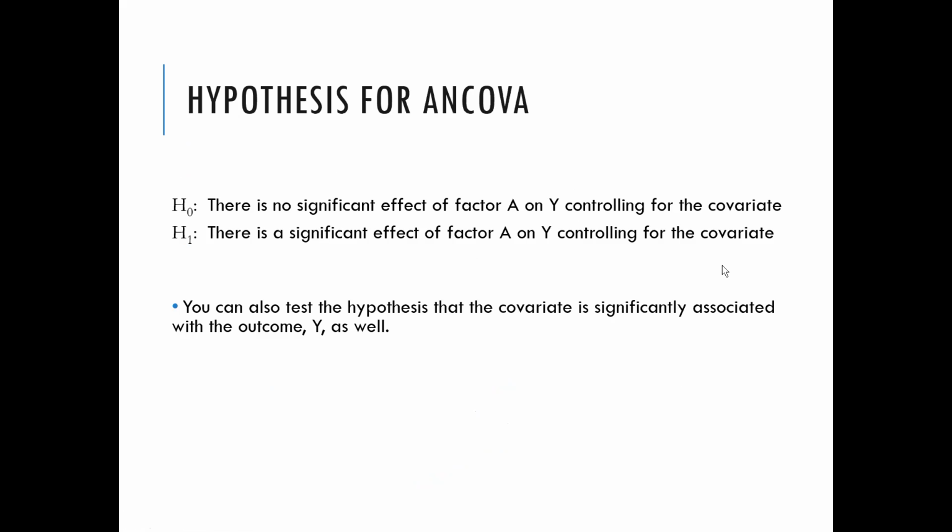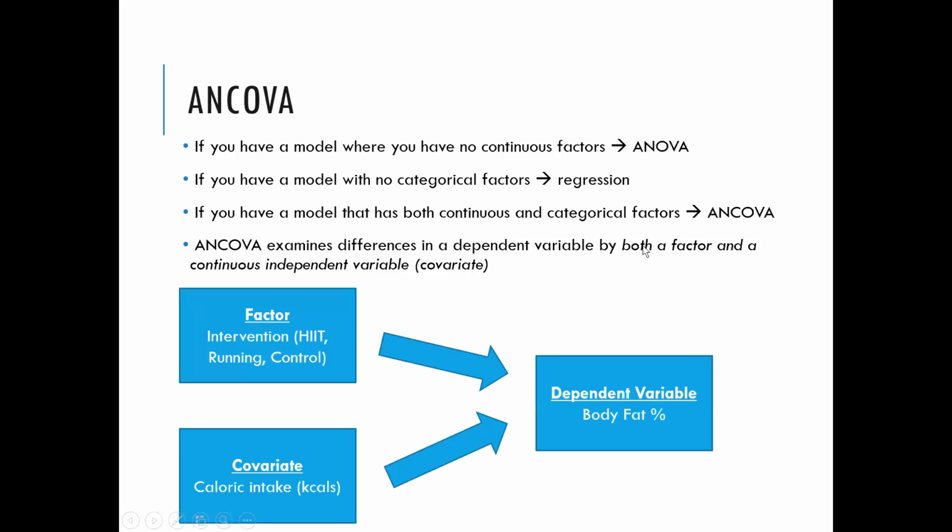So remember in ANOVA, and for the two-way ANOVA, our hypothesis was we're looking at the main effect of A, we're looking at the main effect of B, and then we're looking at the interaction. So in this case, because the factor, so let me go back. Oh, for some reason, I'm not able to go. Okay, there. So in this case, this is our primary variable of interest.